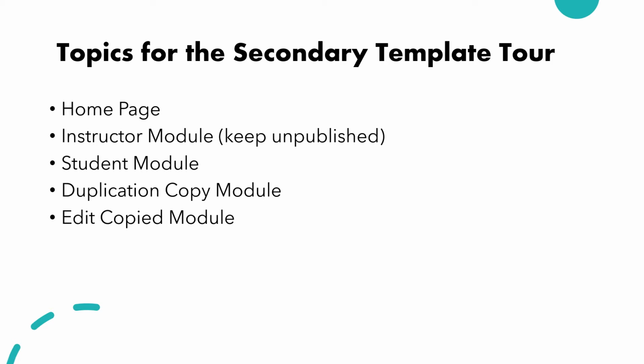Before we get into the actual tour, I wanted to go over some of the topics that we will discuss. The first thing that we're going to look at is the homepage, and that will be the first item that your students see when they go to your course. The second item is the instructor module, which you will keep unpublished. The third item we'll look at is the student module. The fourth item is the duplication copy, and this is something that you're going to keep in the course. You're not going to edit it, and then you're going to use that to duplicate, and we'll show you how to do that. And then lastly, I'm going to show you how to edit the actual module once you've copied it.